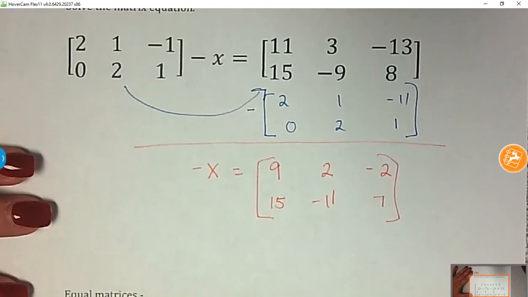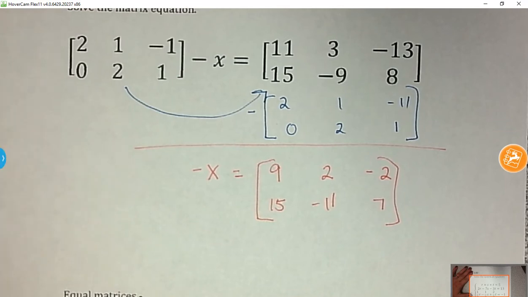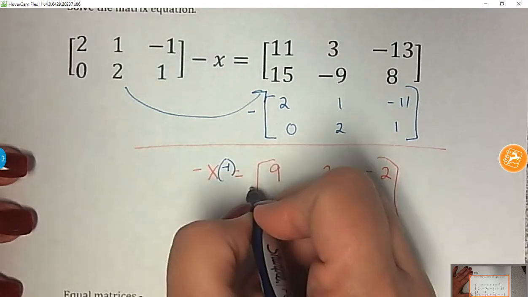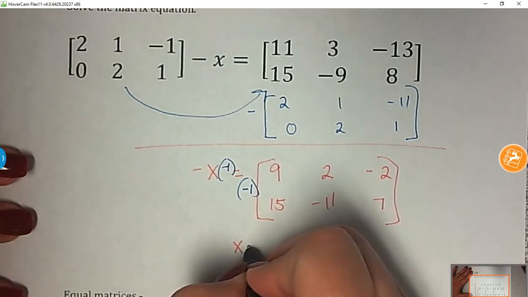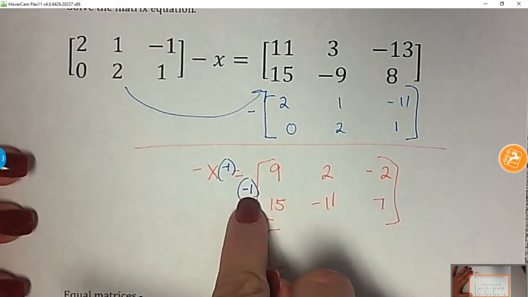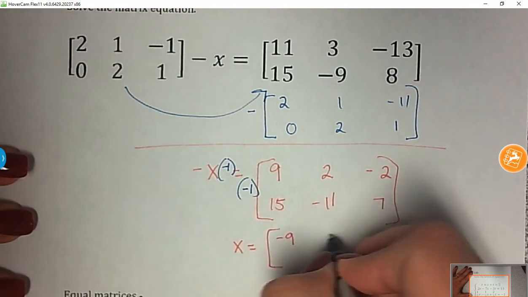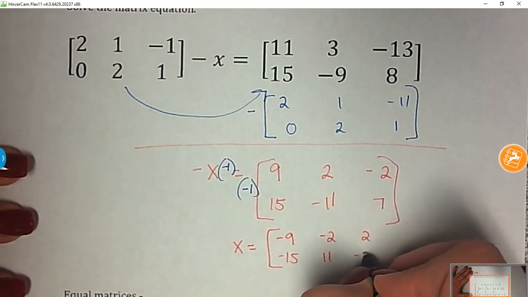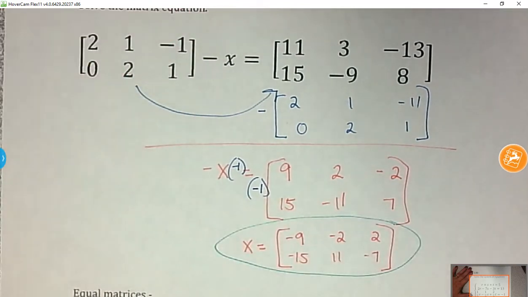But now, I've got to get rid of this negative 1 in front of x. So here's the thing. There is no division rule for matrices, but you can do scalar multiplication. So all I'm going to do is multiply this side by negative 1 and this side by negative 1. And that will give me a positive x, and then I just distribute this negative 1 to everything in here. So I get negative 9, negative 2, 2, negative 15, 11, negative 7. And this is your solution.